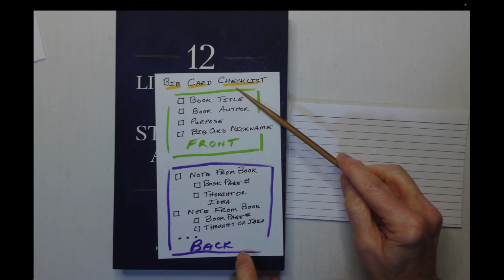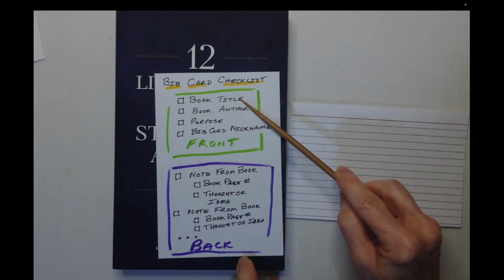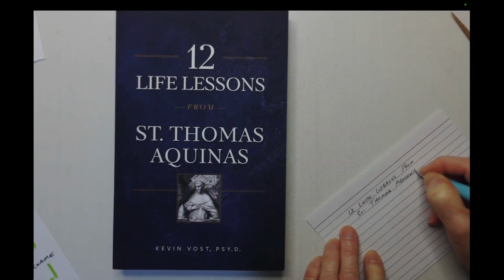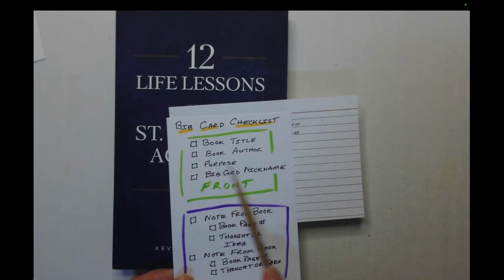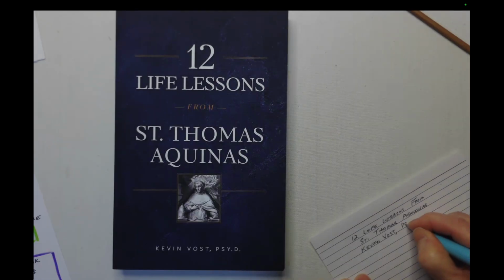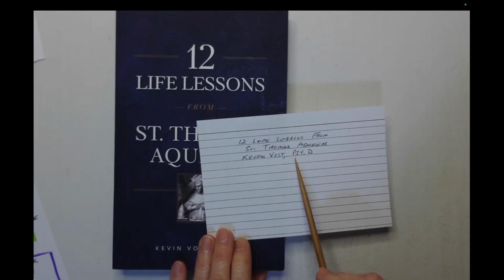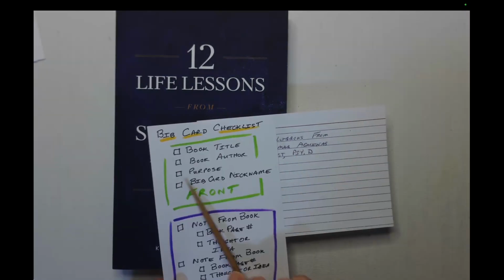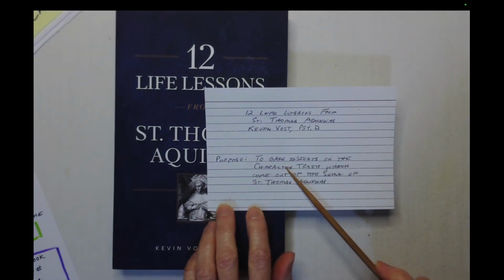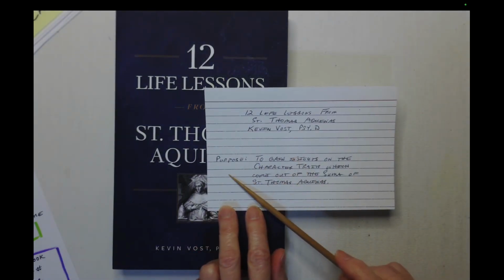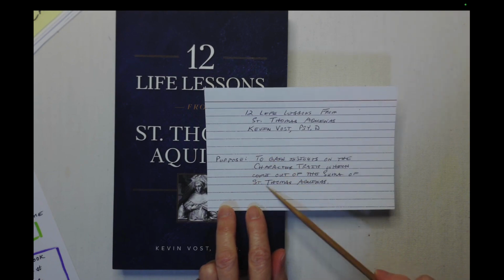The bib card checklist tells us that we're going to put the book title on the card. And here's the book title. Next, we're going to add the book author. Here I've added the book author. Next, we're going to supply the purpose. I've added my purpose, and of course your purpose is going to be unique to you and to why you chose the book. It's going to guide your choice.